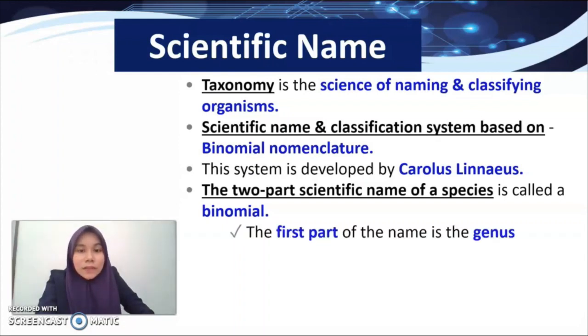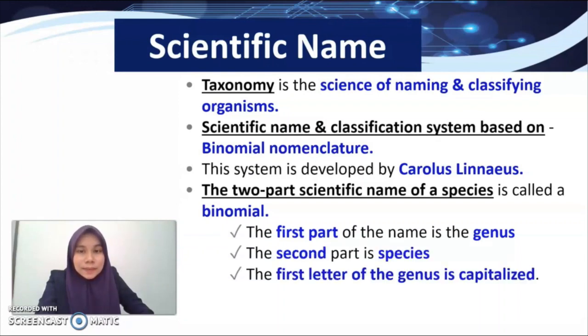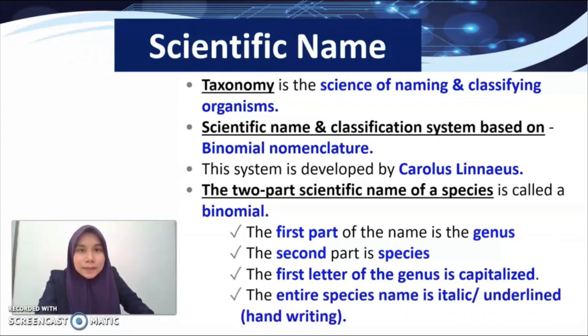The first part of the name is the genus. The second part is species. The first letter of the genus is capitalized, and the entire species name is italic, or underlined for handwriting.